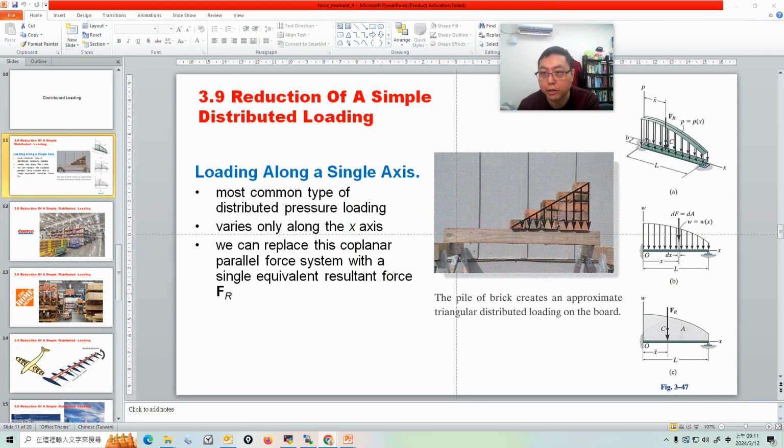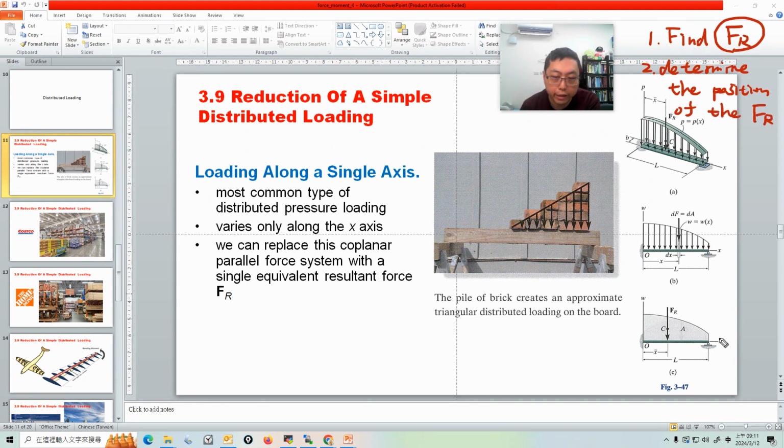So we have two objects, just like we did on the further simplification problem. First of all, when we have a distributed loading, we want to find what our goal is. First of all, find the resultant force, and then determine the position of the resultant force. In this picture, I think it's called X bar. X bar.